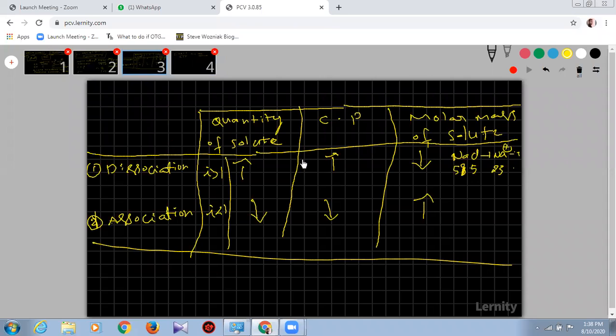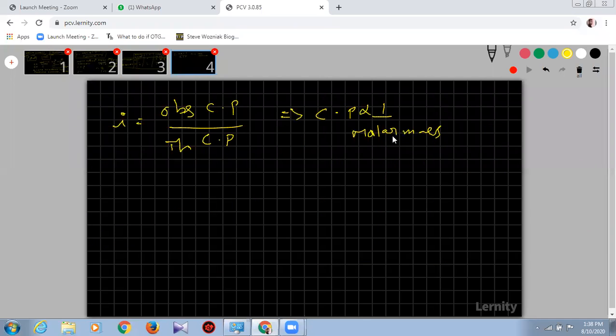Already we know colligative property is inversely proportional to molar mass. How are i and the colligative property related? i is equal to observed colligative property by theoretical colligative property. Since colligative property is inversely proportional to molar mass, can I inverse this? i is equal to, can I reverse this? Because colligative property is inversely proportional to molar mass.